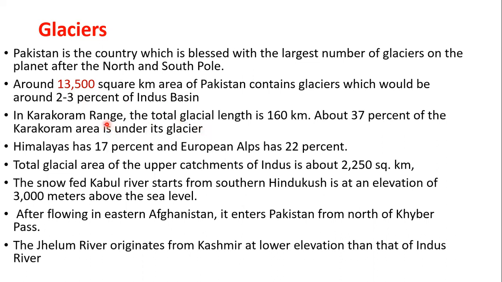Karakoram range, Karakoram, they are the highest mountain range in the world. Clear? And the glaciers' length in these areas is 160 kilometers. Okay. And approximately 37% of the Karakoram area is under glaciers. So 37% of the Karakoram mountains are under glacier. Himalayas has 17% and the European Alps has 22%.